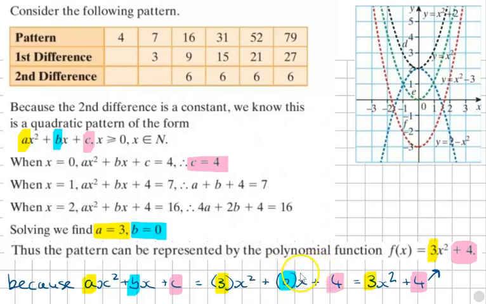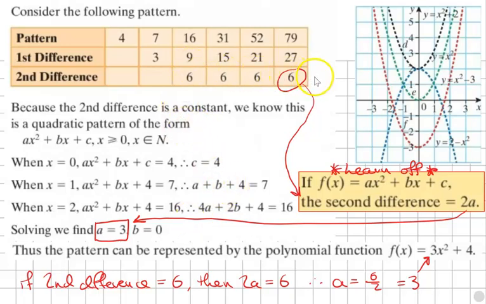So the 0x will just cancel. So you're left with 3x squared plus 4. So that's our function. And the function represents this pattern. The pattern is 4, 7, 16, 31, 52, 79. And if you wanted to graph it, you would use this function. So f of x equals 3x squared plus 4.